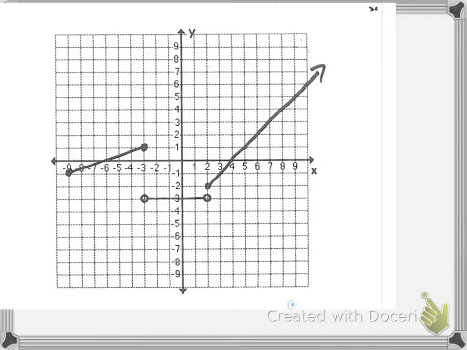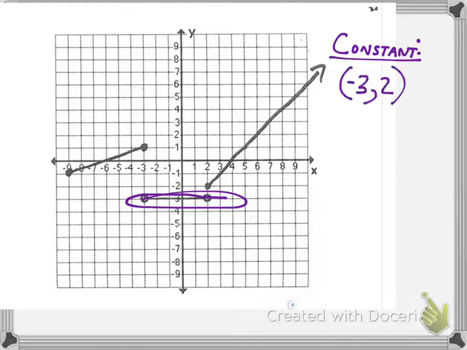Looking at this function, we want to look for an interval where the graph is flat, and we see one here. We see that this interval goes from x equals -3 to x equals +2. And so we record that domain interval. We use open brackets for the endpoints here because of the open circles at the interval's endpoints.